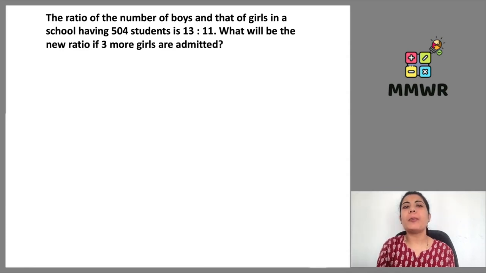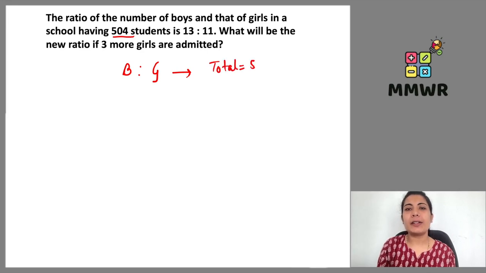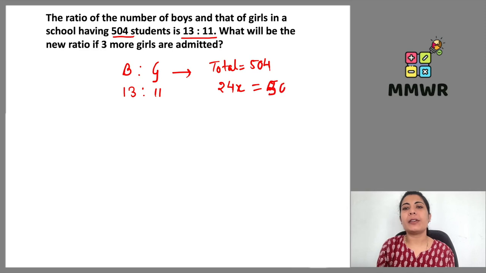The ratio of the number of boys to that of girls in a school having 504 total students is 13:11. That means 504 students are divided in the ratio of 13 to 11 of boys to girls. So 13 plus 11, according to the ratio, the total value is 24x, which equals 504.